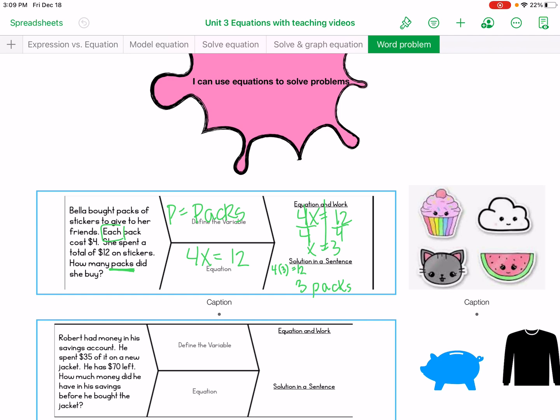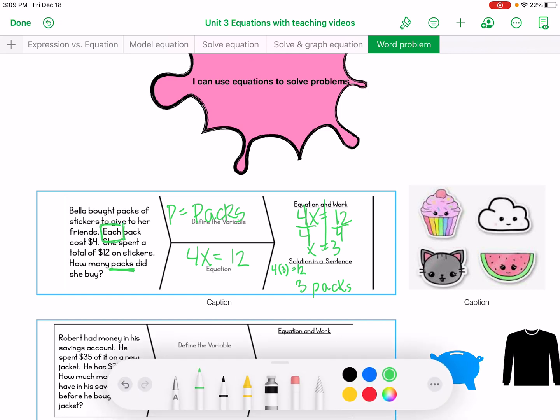Today we're going to be talking about equations in real world situations and how we can create an equation from a real world situation. So our first example is Bella bought packs of stickers to give to her friends. Each pack cost $4. She spent a total of $12 on stickers. How many packs did she buy? The question is how many packs, so that's our variable. P is equal to packs.